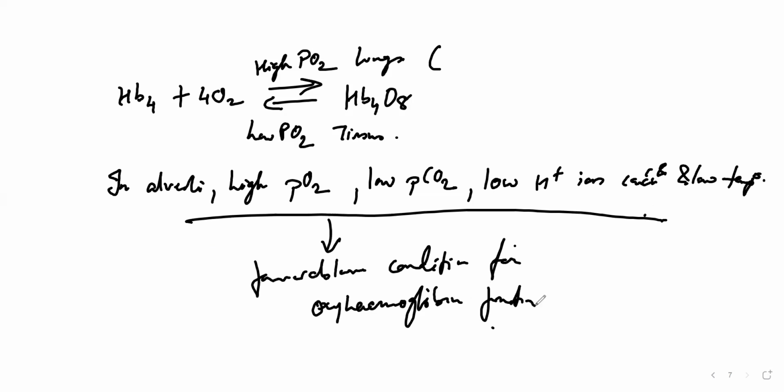But if you come back to the reverse one, what will happen is low PO2, high concentration of carbon dioxide, high H plus and high temperature will be there. So this is how the oxygen transportation takes place.